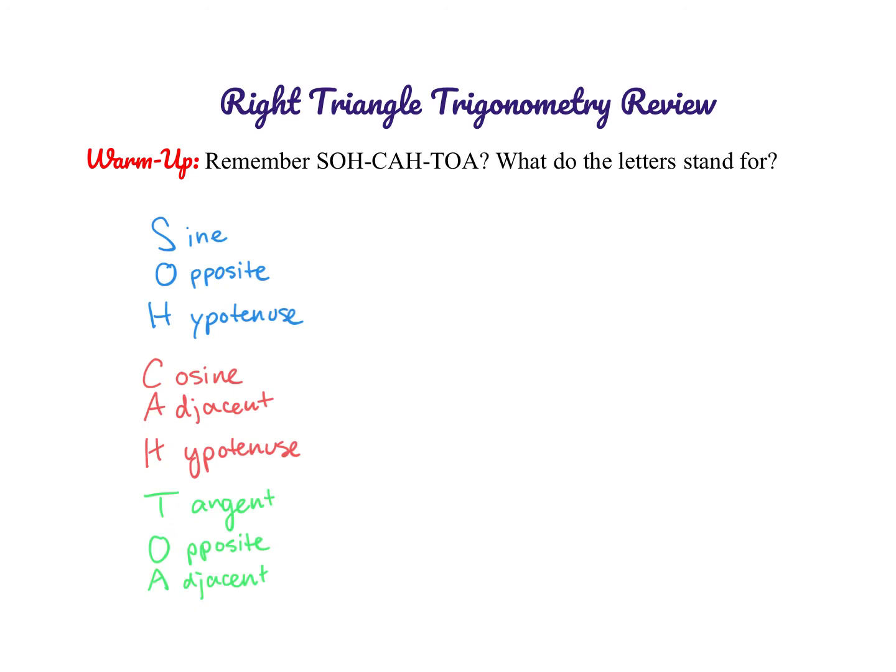Alright, so hopefully SOHCAHTOA sounds familiar from geometry. It's just a mnemonic device that we use to help us remember the ratios of our three basic trig functions, sine, cosine, and tangent, which we're going to review today. Here's what it stands for. Sine is opposite over hypotenuse, cosine is adjacent over hypotenuse, and tangent is opposite over adjacent. This is just to jog your memory so you can have an idea of the type of trigonometry that we're going to be talking about today.